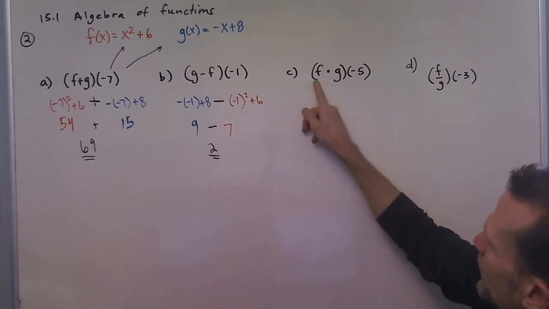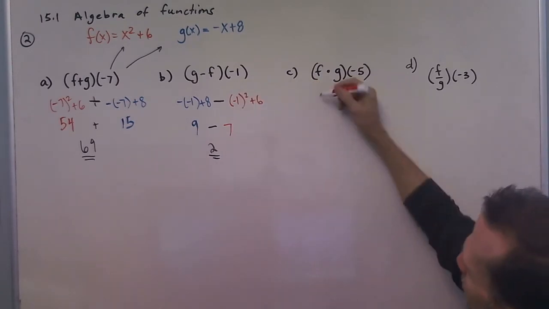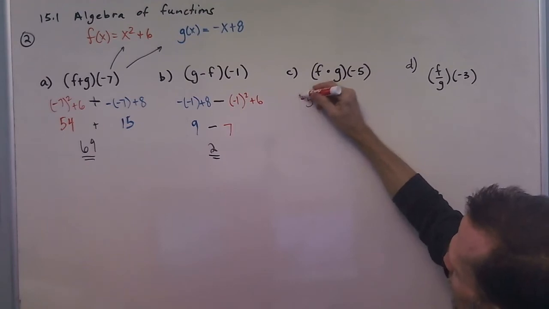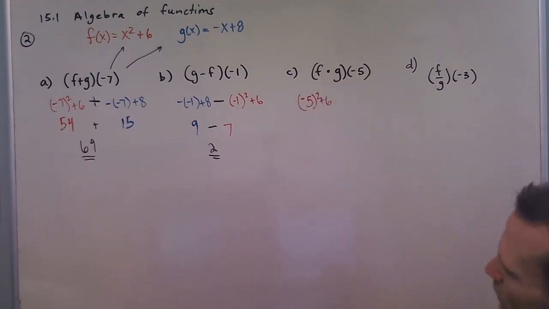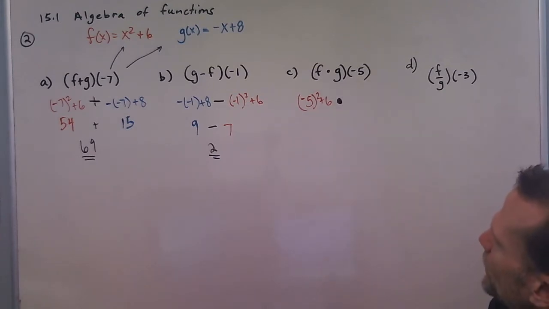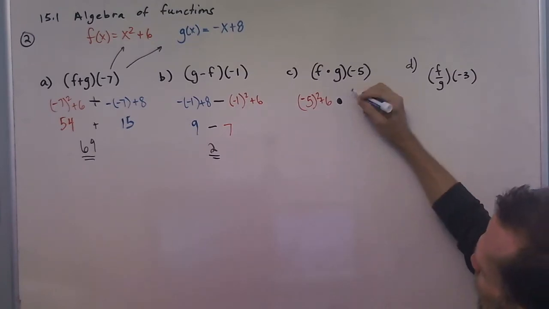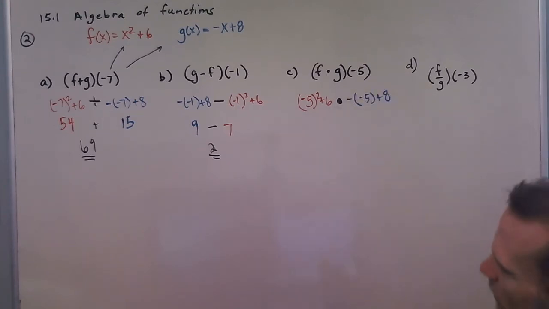Okay. Here we're going to put, for f we're going to put in -5, so we have -5 squared plus 6. Then we're going to multiply whatever that value is. We're going to put -5 into the g function, which is blue. We have -5 plus 8. Compute our two values here.